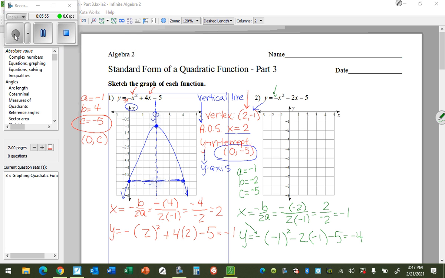All of your answers on your vertexes will be whole numbers. There'll be no decimals and no fractions. So if you get a decimal or a fraction, you have done something wrong. And everything will fit perfectly on our graphs. If they don't, you have done something wrong.